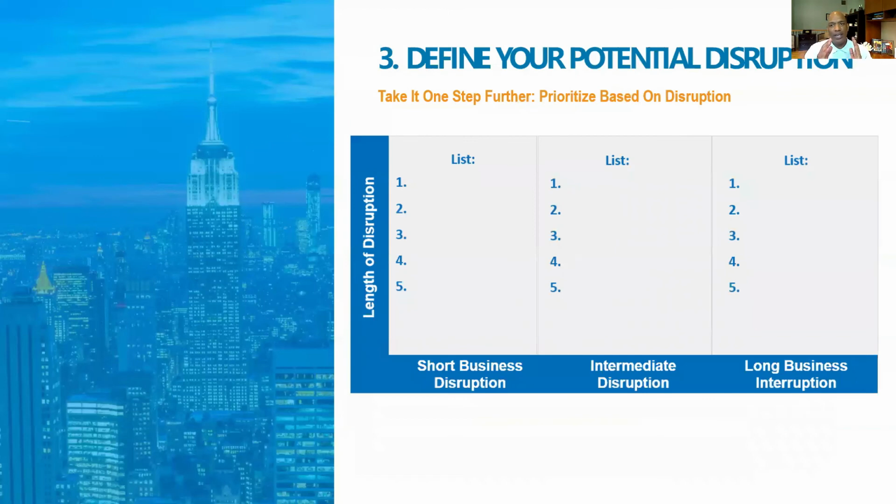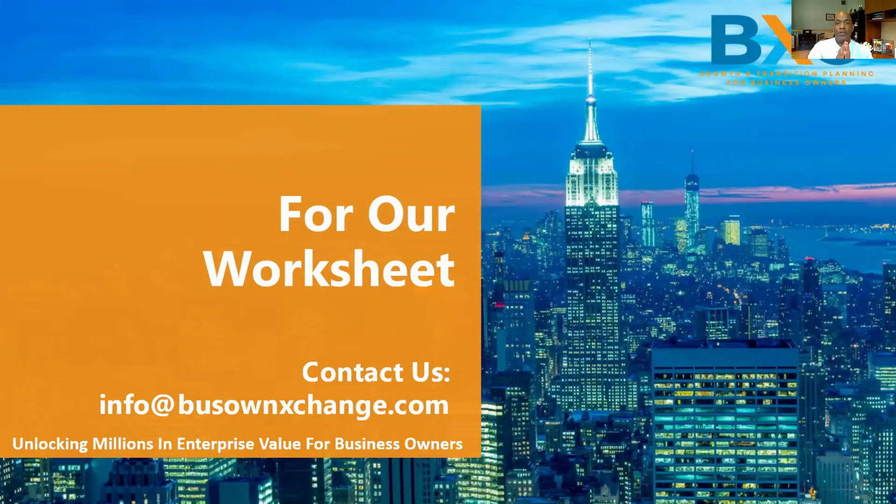And then finally, you want to take that one step further. You want to define the potential disruption in your business, meaning if there's a short disruption in business, an intermediate disruption, or a longer term disruption, then you want to take those 5 to 10 items and list them priority-wise as far as the impact on the business they would have, if it's a short, intermediate, or long-term business disruption, moving into 2021. So we hope that you found this helpful.